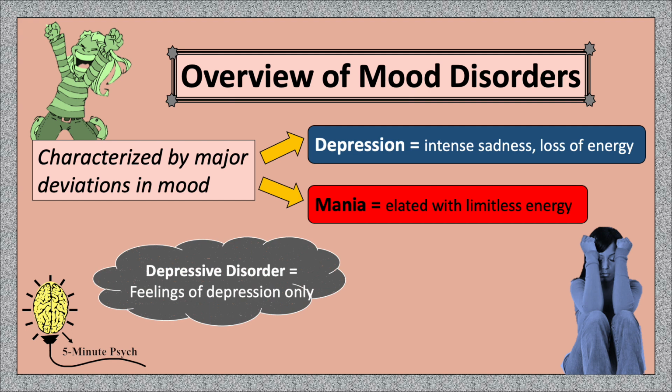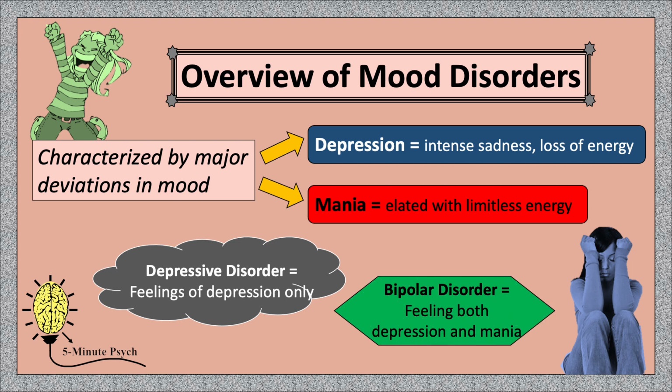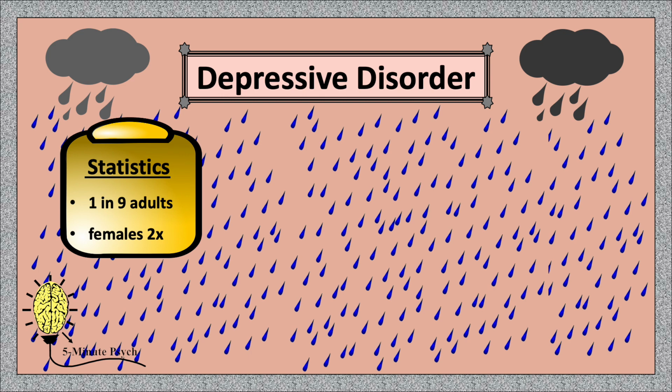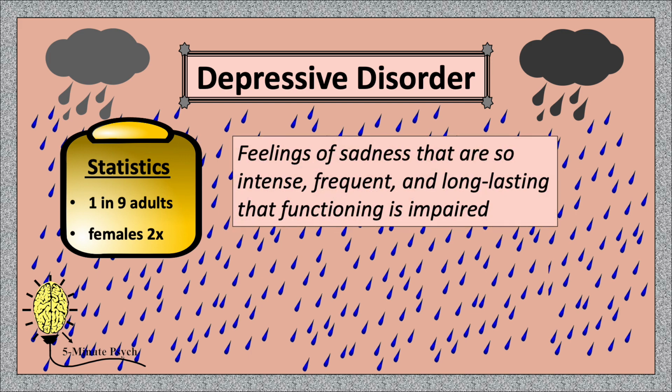With depressive disorder, the person only experiences the feelings of depression, while with bipolar disorder, they experience periods of both depression and mania. Roughly 1 in 9 of us experience depressive disorder every year, and like with anxiety disorders, females are twice as likely to end up with a diagnosis. Unlike a case of the blues, depressive disorder involves feelings of sadness that are so intense, frequent, and long-lasting that the person is unable to function.